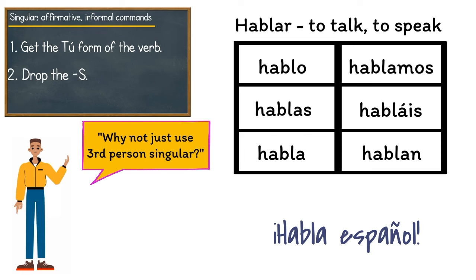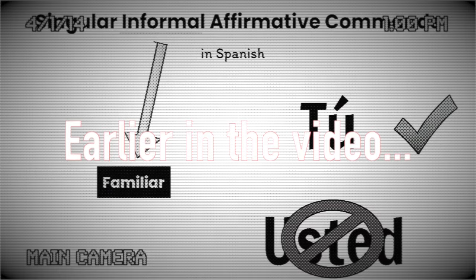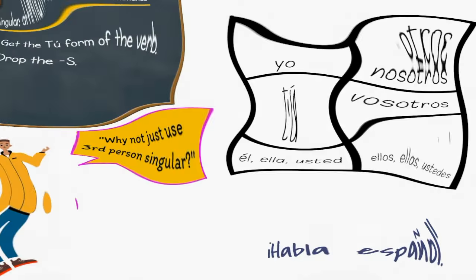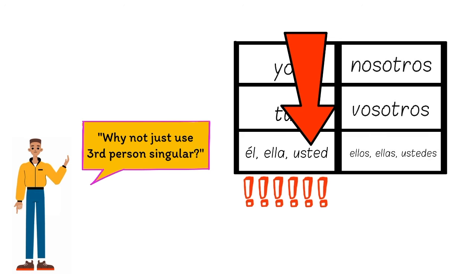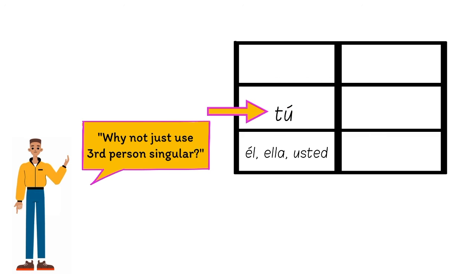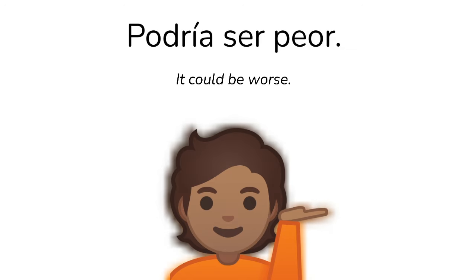Well, remember that formal, usted forms of commands are very different from the form we're learning today. Also remember that usted is the same conjugation box as the third person singular. The last thing we want is to confuse the informal, or tú commands, with formal, or usted commands. So for most learners, it's better to keep our focus on this box and go from there. Still, as far as rules go, podría ser peor.